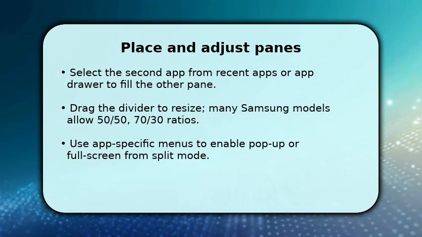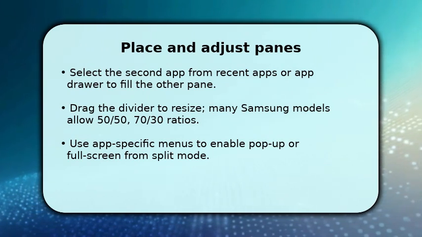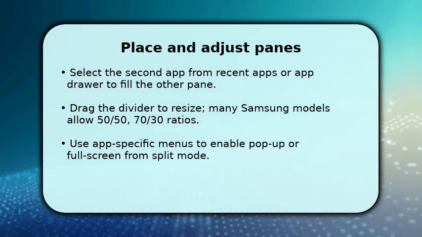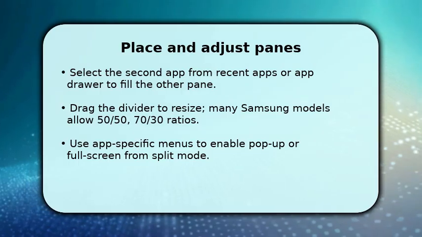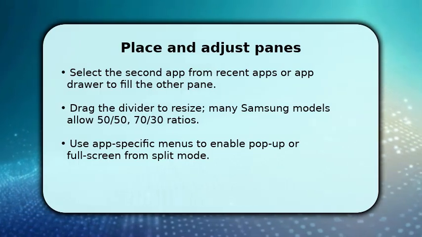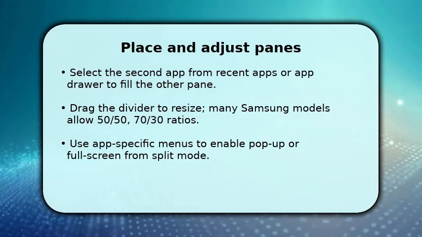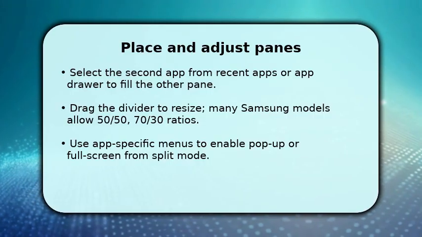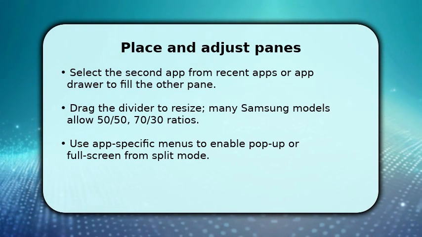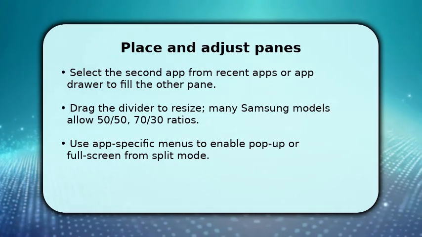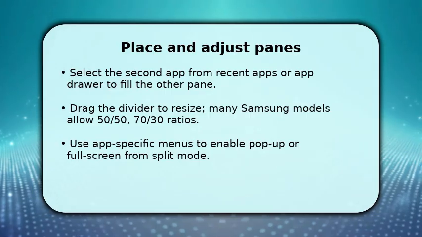Now place the second app into the open split pane and configure the layout. You tap the second app and it fills the remaining space. Then drag the central divider to resize the panes to your preferred ratio, making one app larger for reading or the other for input. If you need temporary focus, some Samsung phones let you convert one pane into a pop-up view. Use the app menu or drag gestures to toggle between pop-up and full-screen behaviors for smoother multitasking.